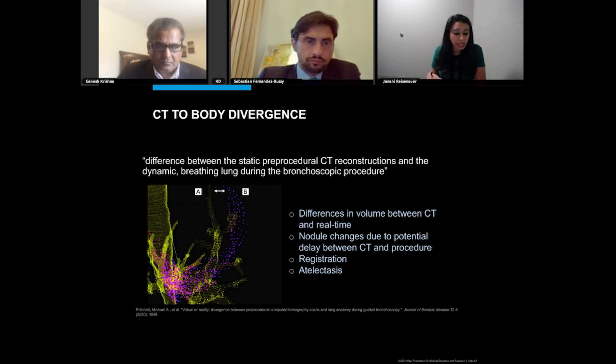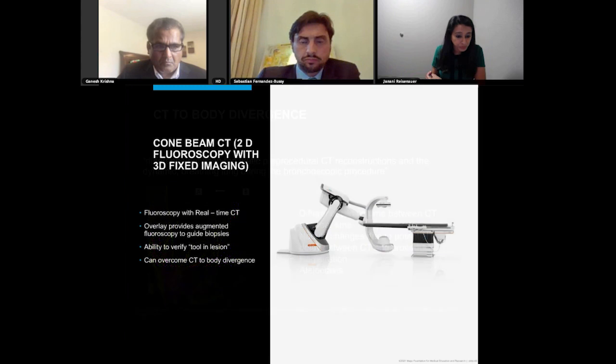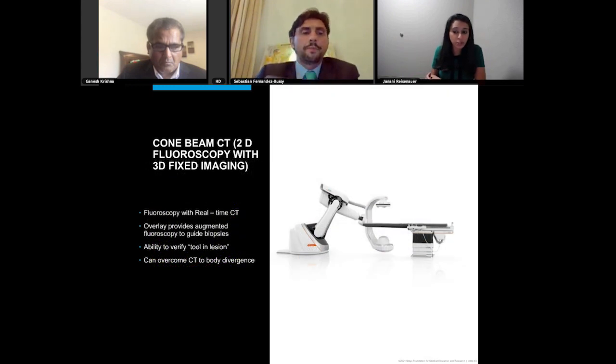But again, the biggest drawback of 2D fluoro goes back to the CT to body divergence, and I won't spend a lot of time on this as we've already discussed it, but this really accounts for the differences in lung volume between CT and real time. And this has to do with multiple pre-procedural and intra-procedural and patient factors. It could be due to registration or just atelectasis from a prolonged procedure, the decrease in functional residual capacity when the patient lays supine on the operating room table and gets induced, multiple changes.